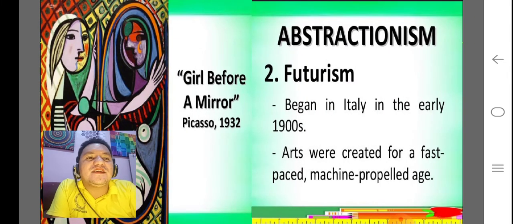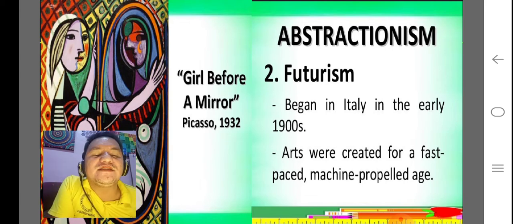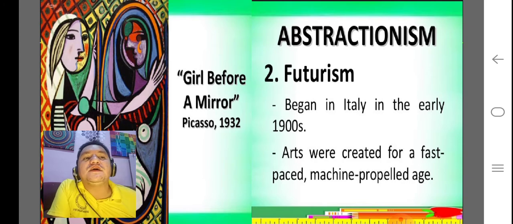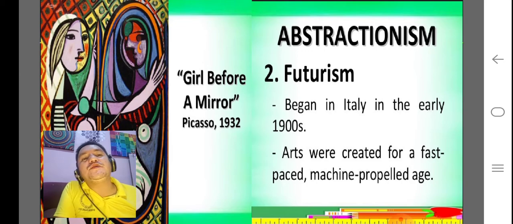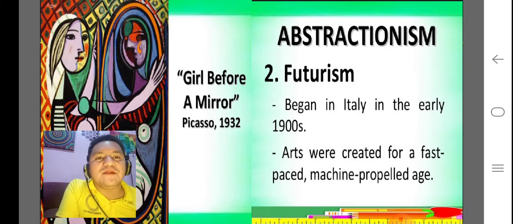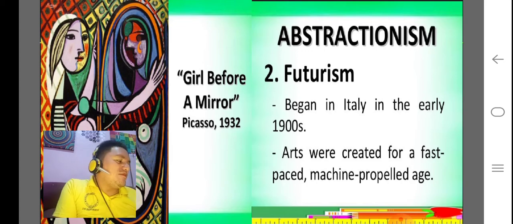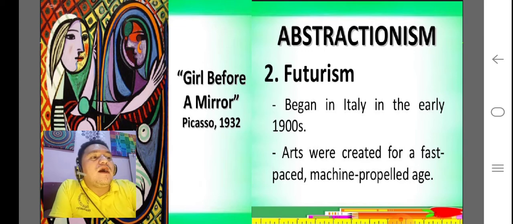Okay? Next is the futurism began in Italy in the early 1900s. Arts were created for a fast-paced machine-propelled age. Yung pag ano na mga malalaki o mabilisang pagbabago na pagdating sa artworks, diyan pumasok ang ating futurism from the world itself. Futurism. It deals with the future or the art that deals with the future.